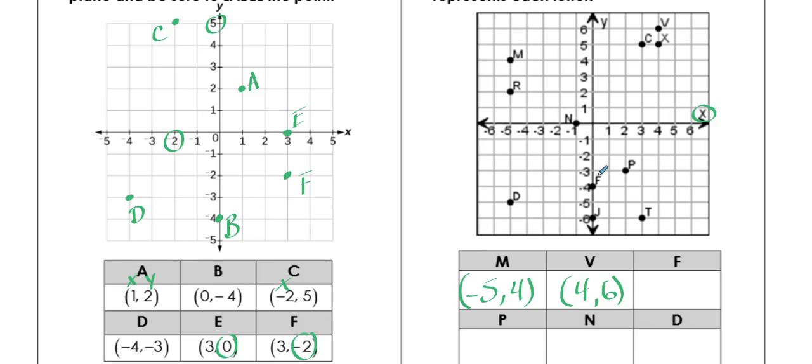For F, that's straight down -4. So I don't have an x-coordinate, really. I don't move left or right at all. So I'm going to put 0 for the x. And then it's moving straight down 4. P is right here. We're moving to the right 2 and down -3. N is right there. We move to the left 1 and we don't move up and down at all. So the y coordinate is 0. Last one, D, is at -5, -5.